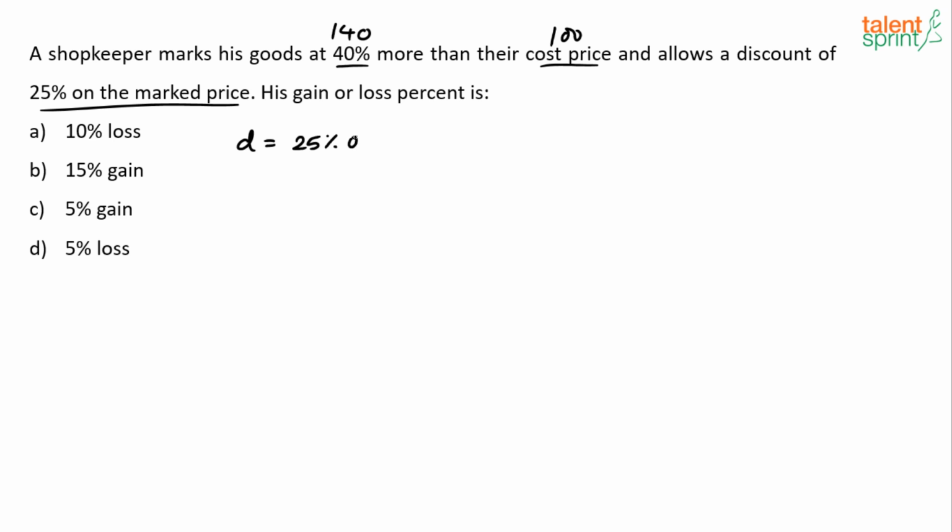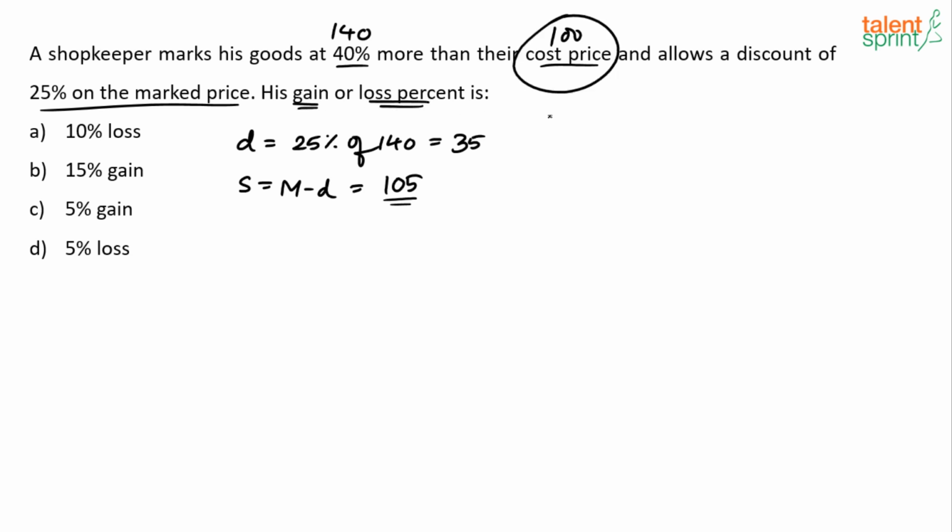What is 25% of 140? 35 rupees. Yes or no? 1/4 of 140 is 35, which means discount is 35. So what is the selling price? Selling price is mark price minus discount, right? So 140 minus 35 is 105. So I know the selling price is 105. That's it. His gain or loss percent is, see, the costing was 100. He spent 100 rupees, he has got 105. So what is the difference? 5 rupees. Positive. 5 rupees on 100 rupees, 5%. So 5% gain. So a very easy one to start with.